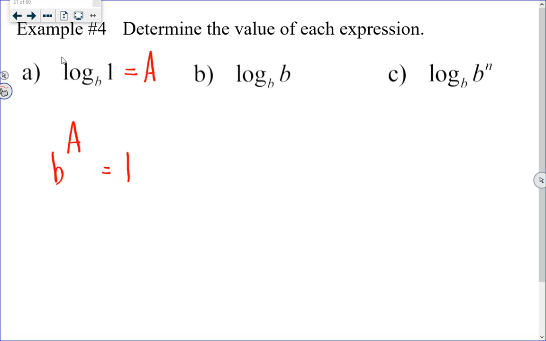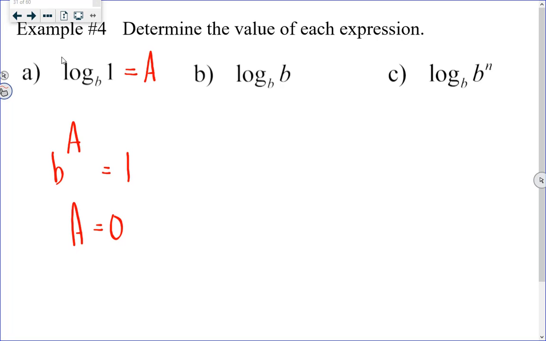0. B to the 0 is 1. So A is equal to 0. And there's not a lot of work there. There's no algebraic justification. It's a fact. It's like saying, what's 2 times 3? It's 6. What's log base b of 1? It's 0, because 0 is the exponent to which you raise b to get 1.